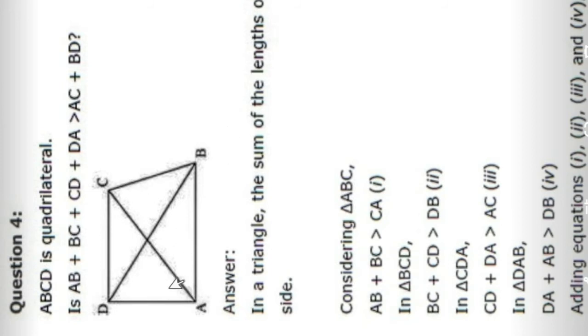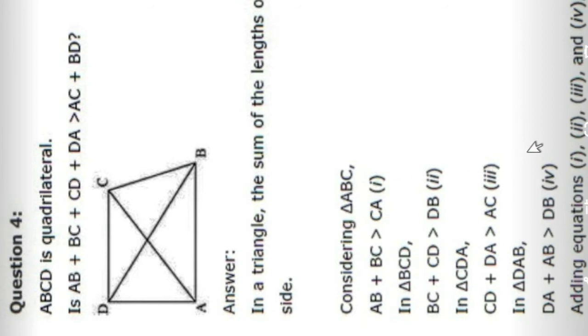Now in triangle BCD, BC plus CD is greater than BD. Now in triangle CDA, CD plus DA is greater than AC. And in triangle DAB, DA plus AB is greater than DB. Now these four results we will add. AB plus BC is greater than CA, first result. BC plus CD is greater than DB, second result. CD plus DA is greater than AC, third result. And DA plus AB is greater than DB, fourth result.